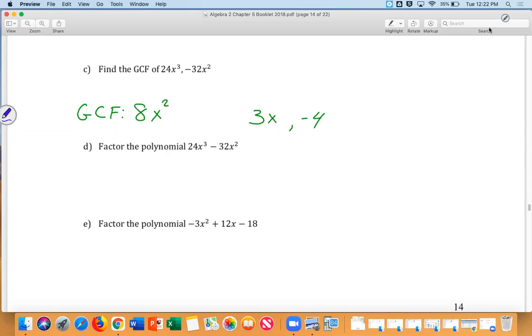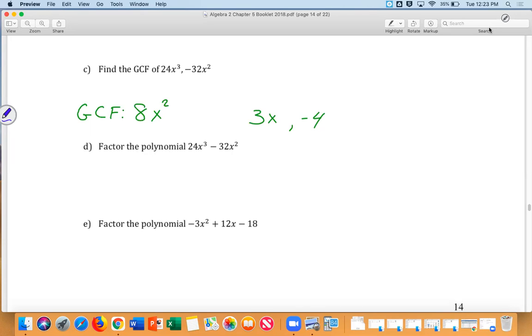What if it was negative 8 as the GCF? Justin's asking, could I pull out negative 8? The answer is yeah, you could. But if you pulled out a negative 8, you'd be flipping the signs. So I'd be doing 24 divided by negative 8, and this would be negative 3. So I really wouldn't want to do that.